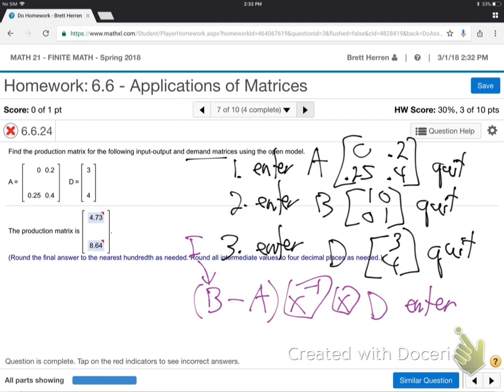So minus 1 is the power. This is x to the minus 1. That's the inverse button. You're inverting the whole B minus A. Wait, did I do that right?